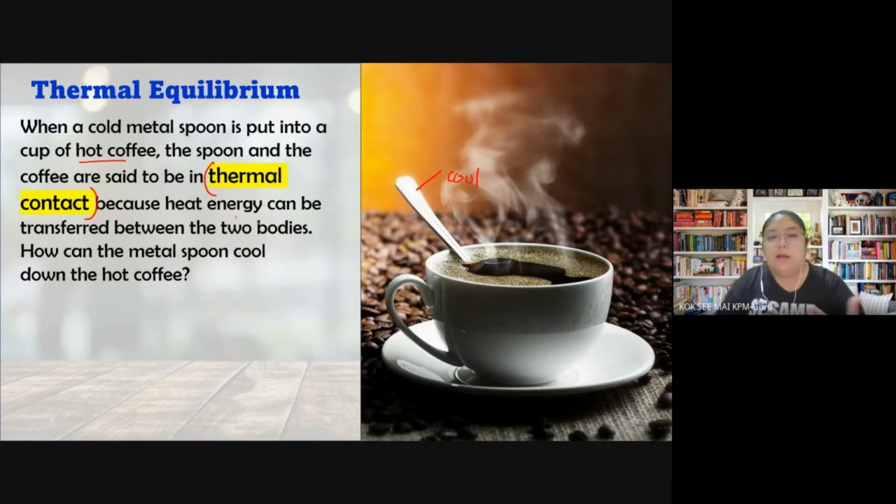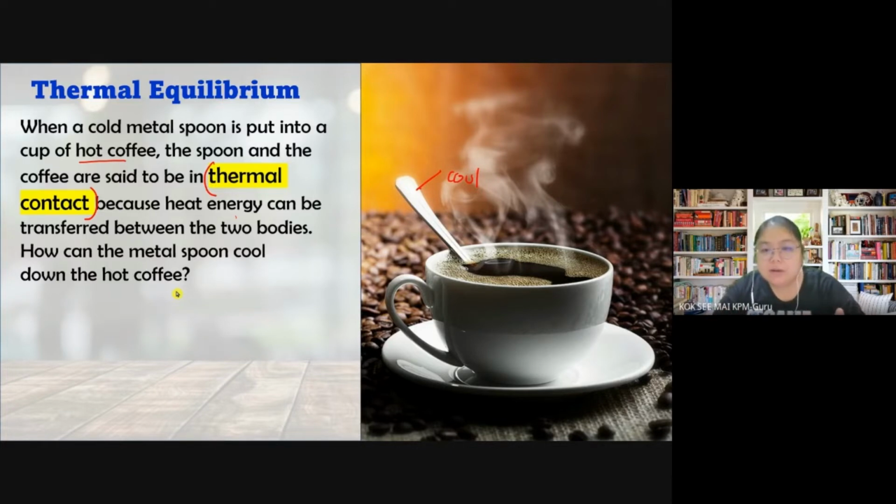So that means thermal contact first, not equilibrium. Thermal contact means two things with different temperatures that I put together. We say thermal contact, heat contact, because heat energy can be transferred between the two bodies. How can the metal spoon cool down the hot coffee? This is one of the questions. Later you put the spoon in the coffee, you find your spoon becomes hot, heats up. After some time you find the coffee cools down. So this is related to heat transfer.